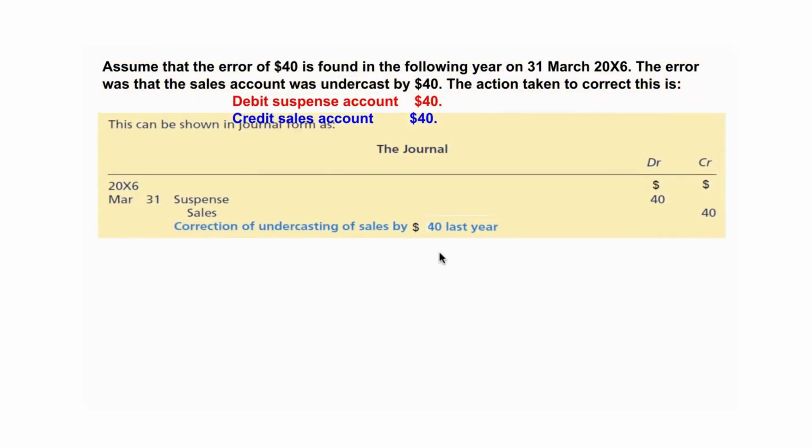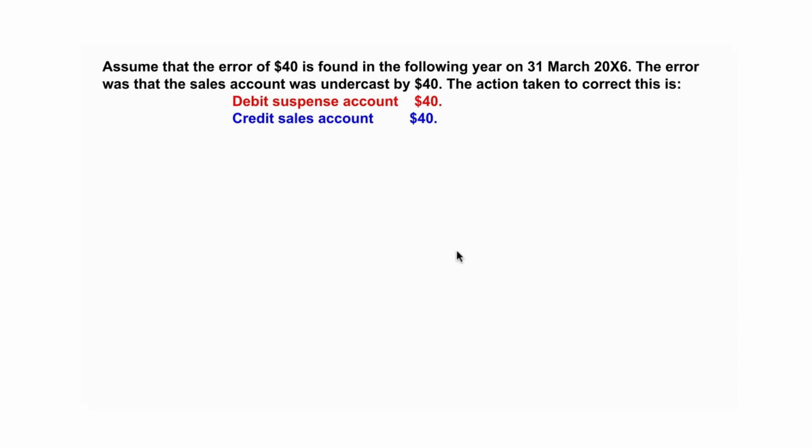Assume that the error of $40 is found in the following year on 31st March 2016. The error was that the sales account was undercast by $40. The sales account was undercast with only one error, that is, 40 is the difference in the trial balance, because the sales account was undercast. So the sales account should increase. Usually the sales account has a credit balance. If it should increase, it means we have to credit it.